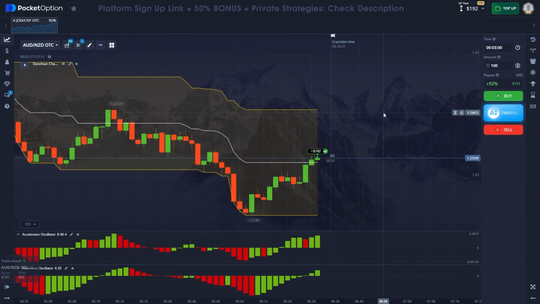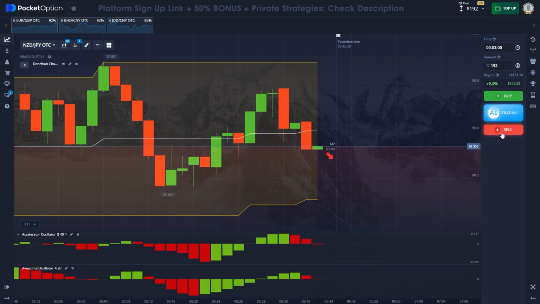The first deal turned out to be profitable. Let's move on. Here I open a sell trade and the situation here is completely opposite to the previous one.